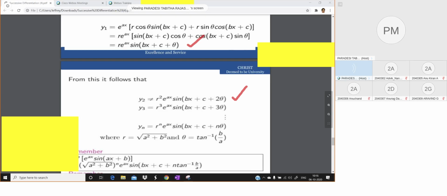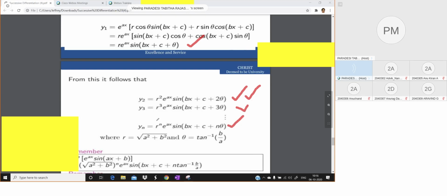R, one more time it would come. And then e power ax will remain as it is and sine bx, because when you differentiate your y1, again you're going to have two terms, right? You will apply product rule and you will have again two terms. So you go for the substitution and this is what you will get. So that is why we are writing straight away from the first derivative the second derivative. From the second derivative, we are writing the third derivative. From the third derivative, we are writing the nth derivative.